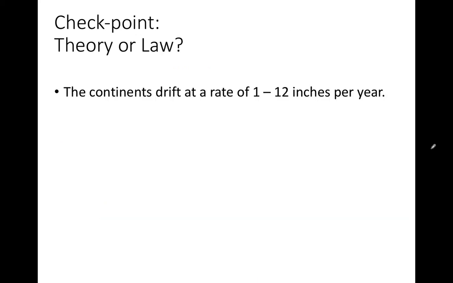So let's just check in to make sure we understand the difference between a theory and a law. The continents drift at a rate of 1 to 12 inches per year. Does this best represent a theory or a law? This best represents a law because it is explaining what is consistently happening, not necessarily why it's happening, but that it is happening and being observed consistently.